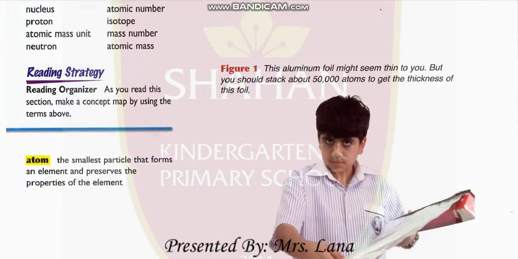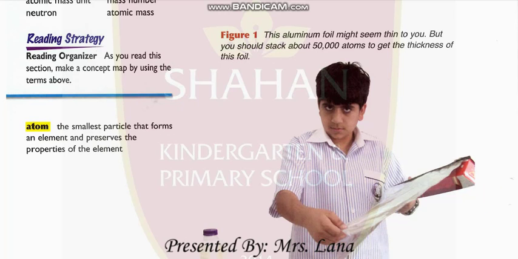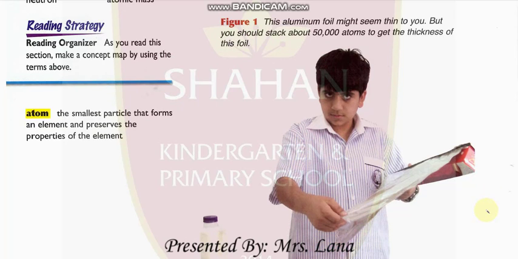Even things that are very thin, like the aluminum foil we use to cover plates or to wrap food that we put in the oven, might seem thin to you, but you would have to stack about 1500 atoms to get the thickness of this foil.